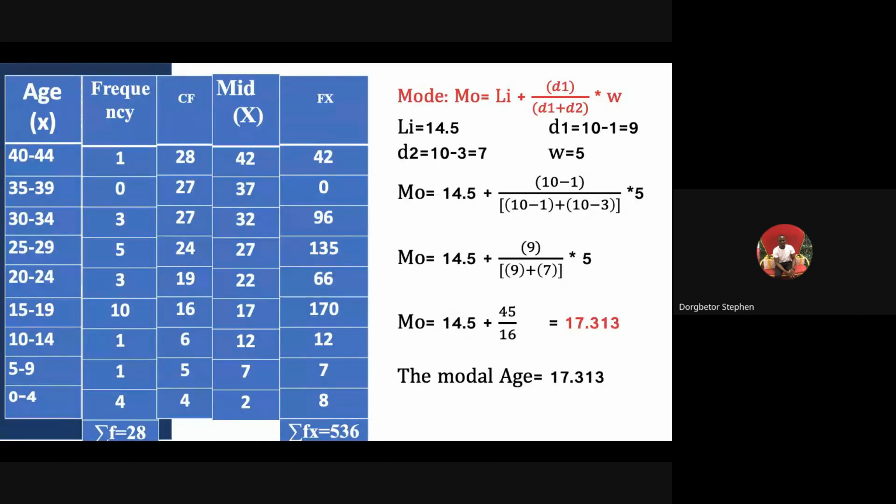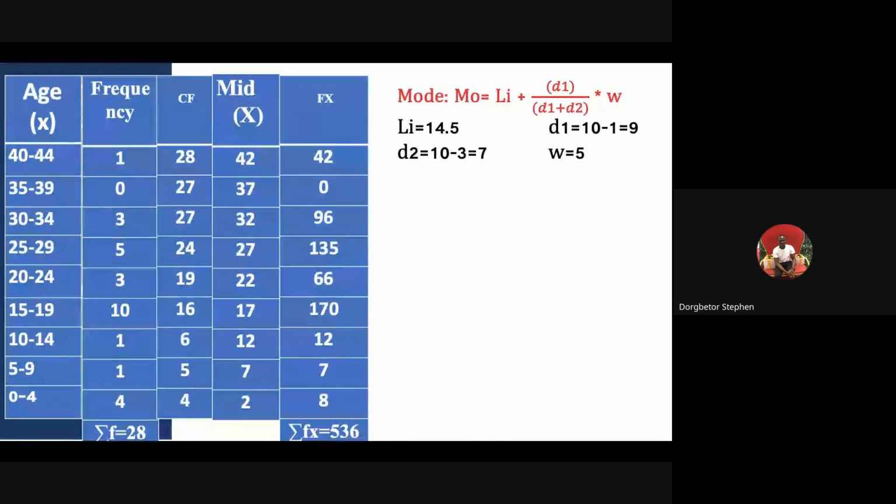Sir, please kindly go back again. How you get the L1, 14.5. L1, we are saying that we have to locate. Yesterday, were you in class? Yes, sir. We said L1. You have the slides, right? Or you don't? Okay, let me go back. L1 is the lower class boundary of the class containing the modal mark or modal age.